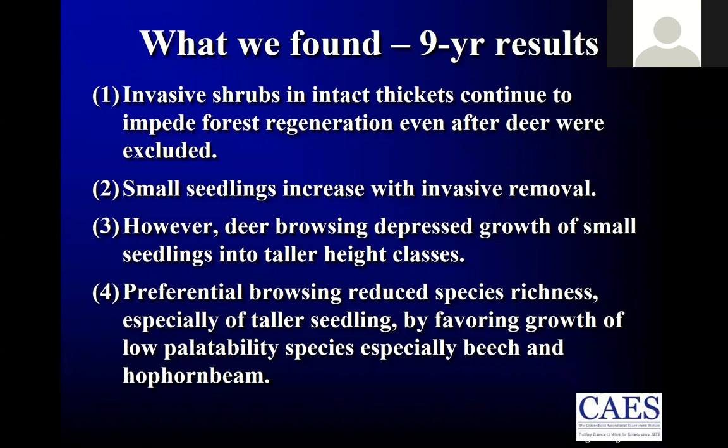One of the other things we found is that the species that were able to come up through were those that the deer really didn't like to eat. Deer are browsers. They'll selectively eat. They have preference for eating some species over another. So species like beech and hop hornbeam, Fagus and Ostrya, were the ones really coming up in areas where the deer were still able to munch on them.